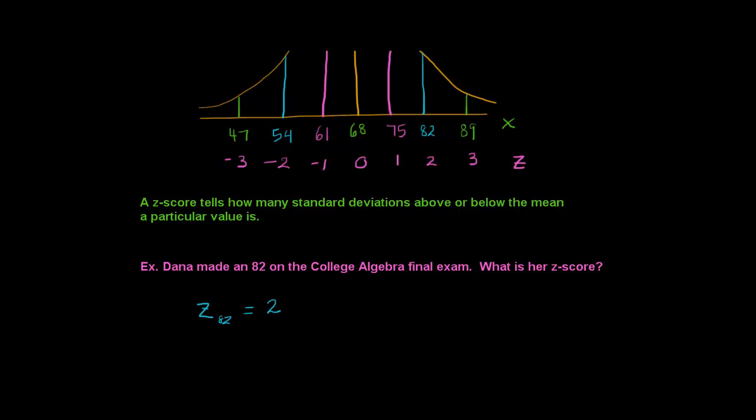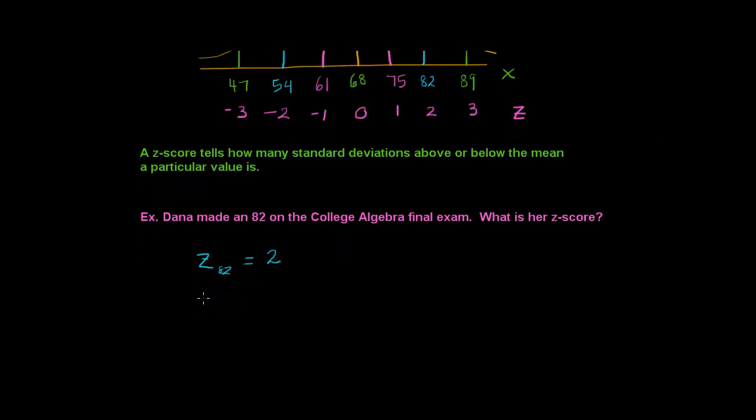Now, how could we actually calculate that too? Well, sure. Let's see how we would calculate it. Dana's z-score would be found by taking Dana's score. We would subtract the mean. That tells us how far apart they are, right? 82 minus 68. And then if we divide that by the standard deviation, that will tell us how many standard deviations above or below the mean Dana's test score was.